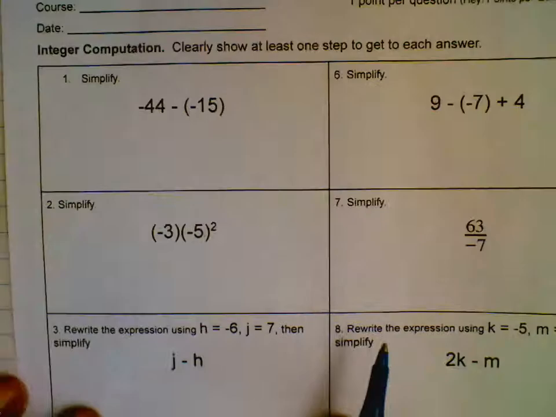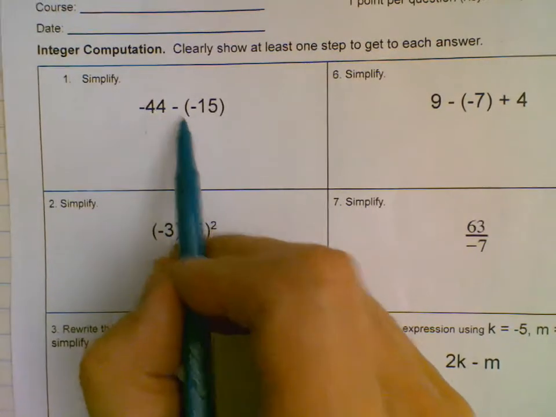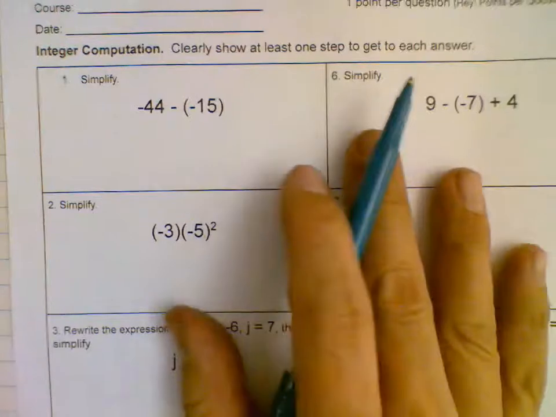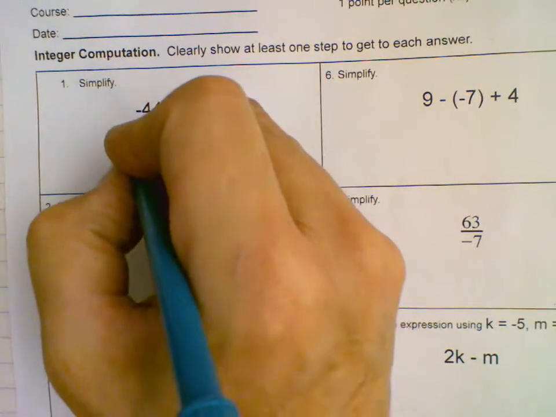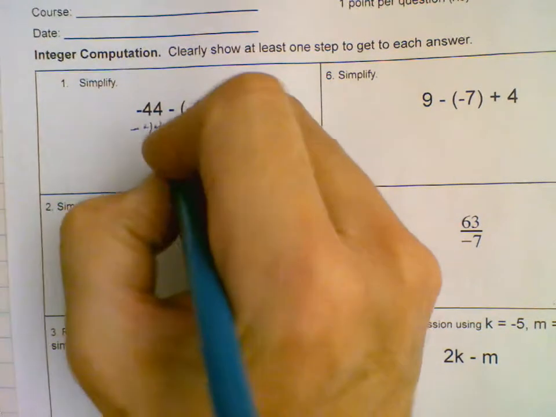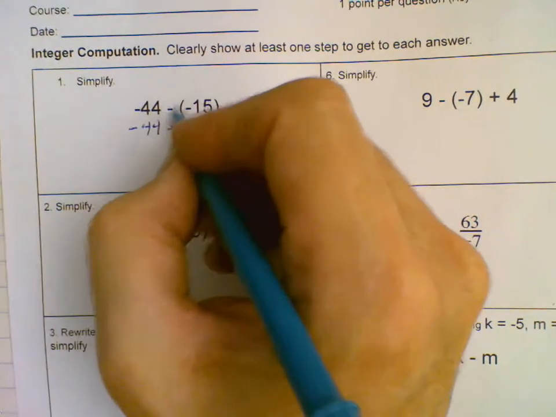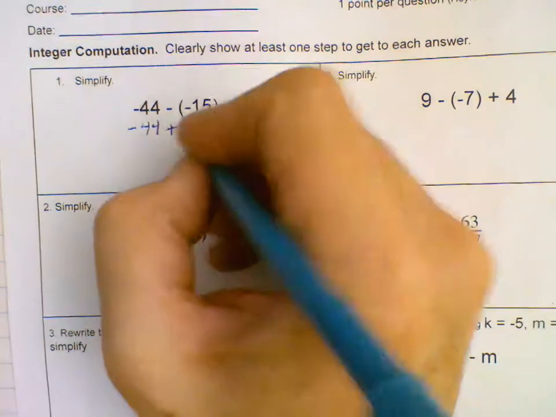So the first problem here is negative 44 minus negative 15. I will go ahead and use my definition again that subtraction is adding opposites. So I can write this as negative 44 plus, so I've changed this. What's the opposite of negative 15? Positive 15.